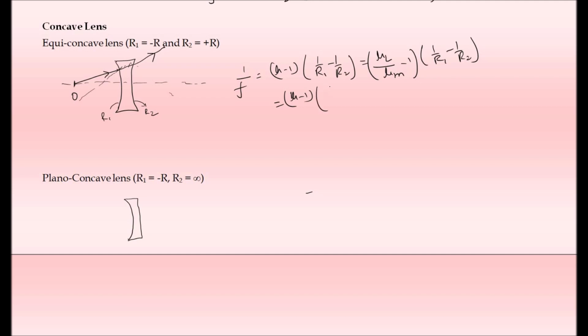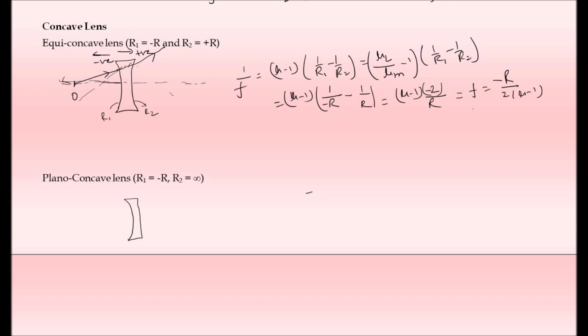So mu minus 1 into 1 by r1. R1 comes with a negative sign, so minus 1 by r, as the direction of the radius of curvature for this surface is in this way, and we are taking this direction as positive, this direction as negative. So minus 1 by r minus 1 by r2, which is equal to plus r. So we get mu minus 1 into 2 by r with a negative sign. So basically f is equal to minus r divided by 2 into mu minus 1.